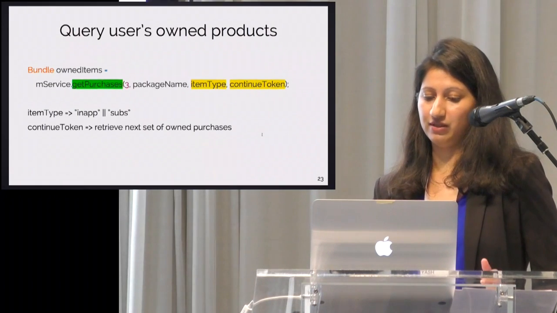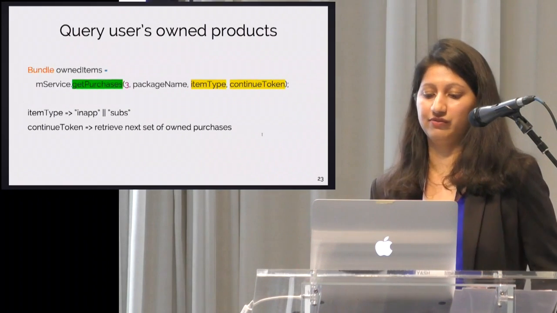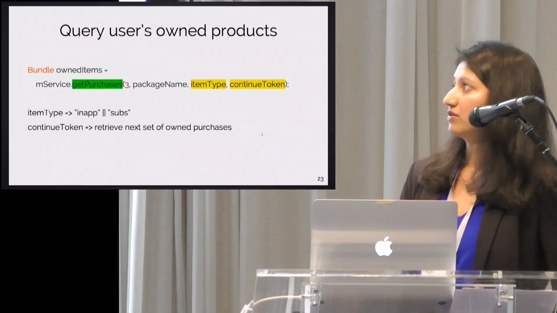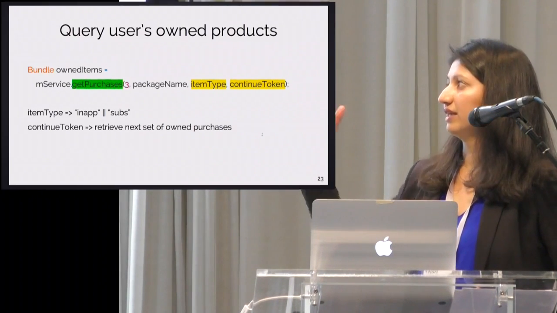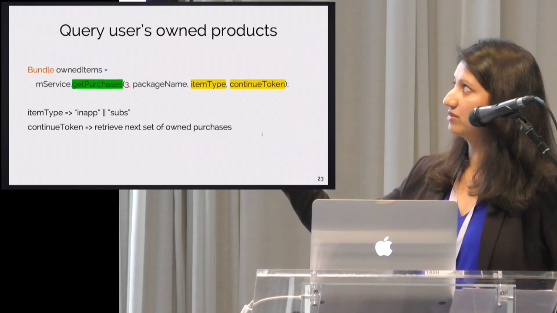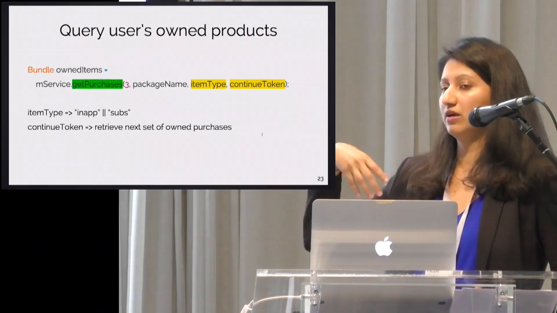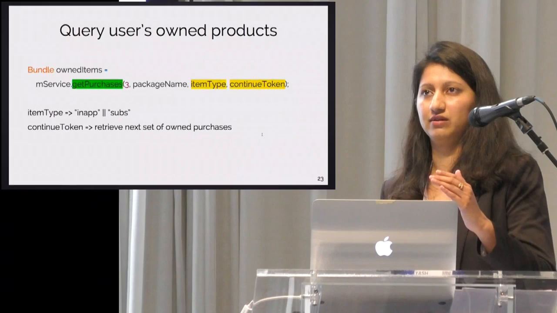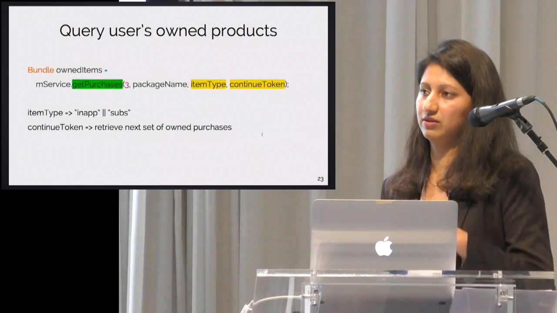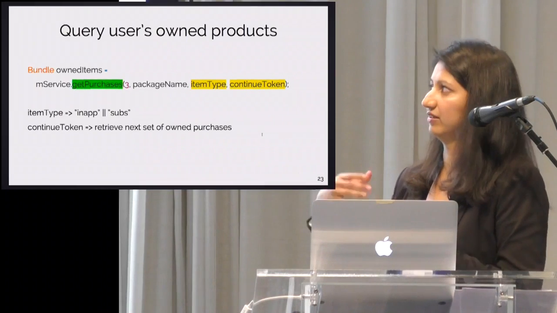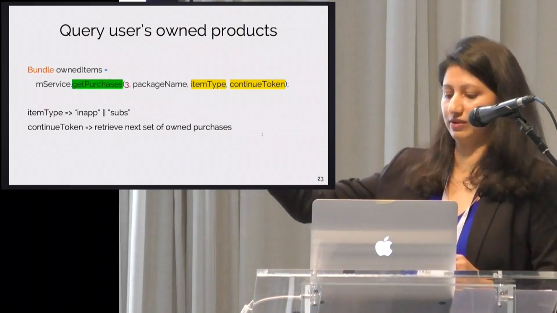Next is to just query all of the products the user owns. So pass in 3, the package name, which is the unique package name of your app, the item type, which can be in-app or subscriptions, and a continue token. Suppose you offer more than 20 products, like say 30 products, then Google lists 20 products first, and to get the next 10 products, you have to use the continue token.